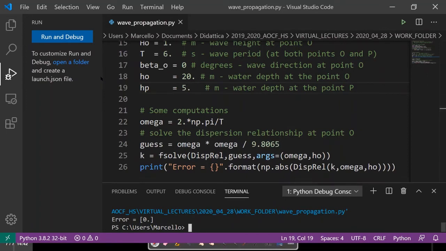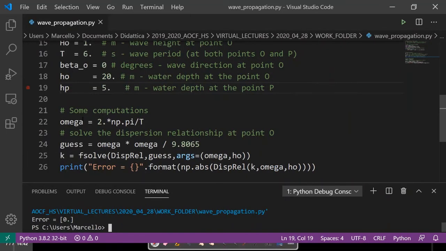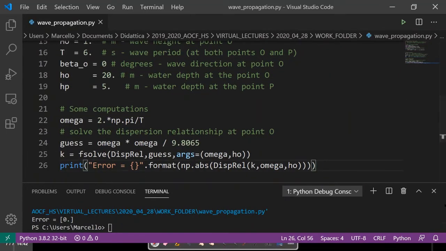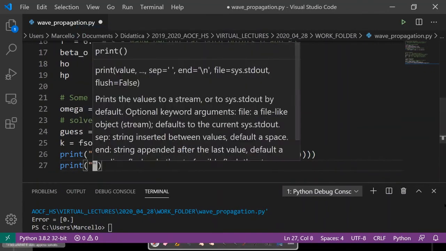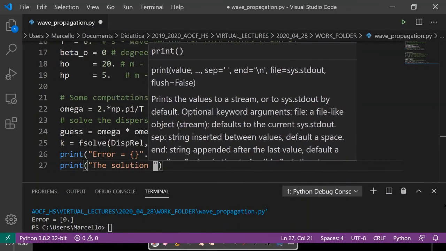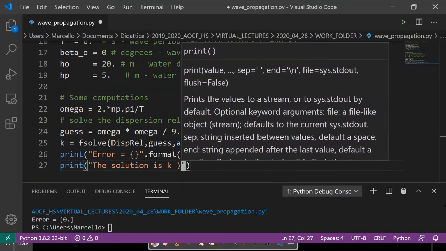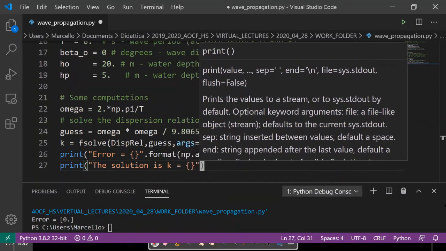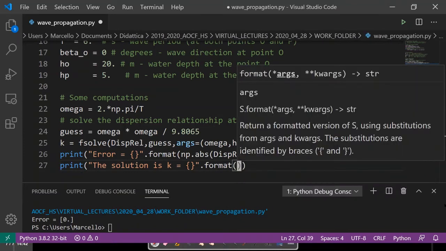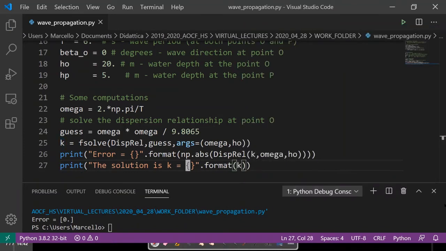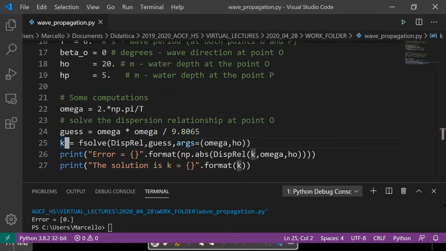We can try to write also the solution. The solution is K equal dot format K. Actually, this is KO.